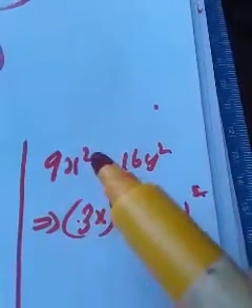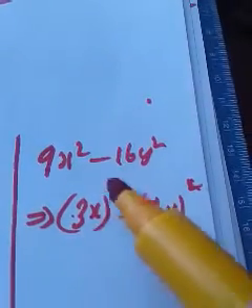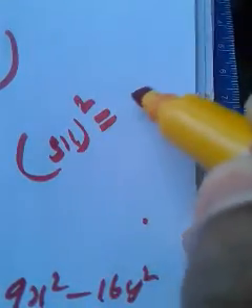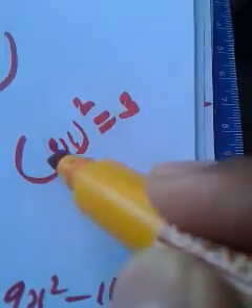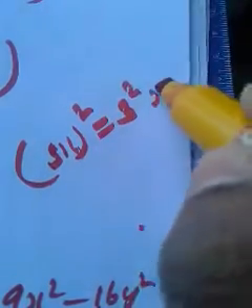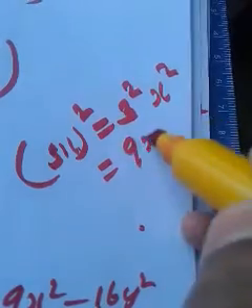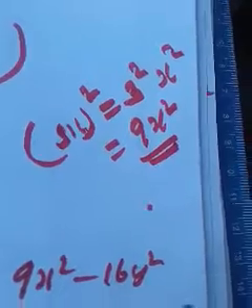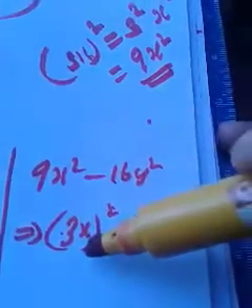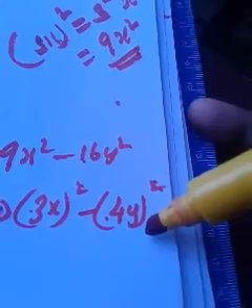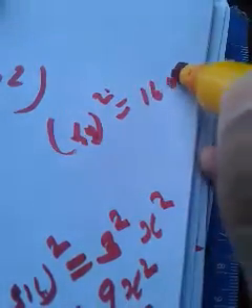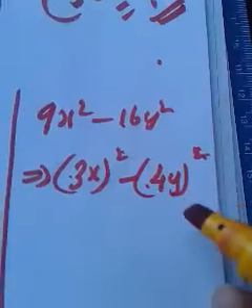So 9x square can be replaced as 3x whole square. What is the meaning of 3x whole square? Apply square for both 3 and x, that means 3 square x square. 3 square is 9, x square is x square, so we get 9x square. Similarly, 16y square we can replace as 4y whole square, because 4 square is 16, and y square is y square.